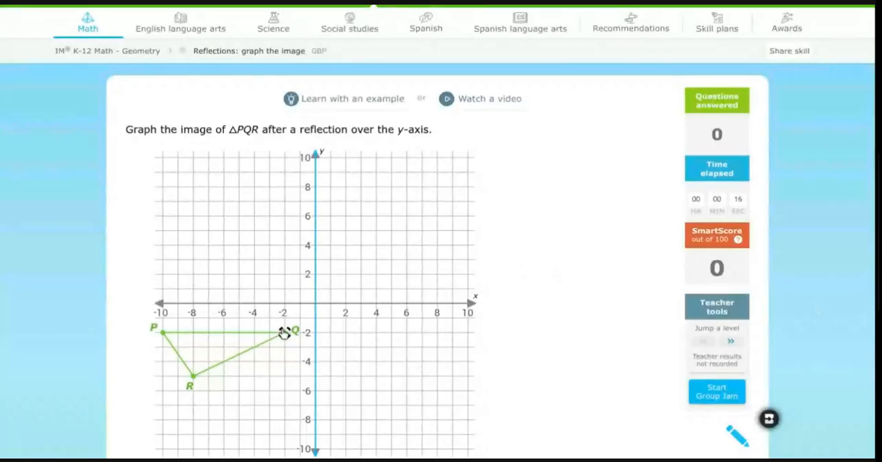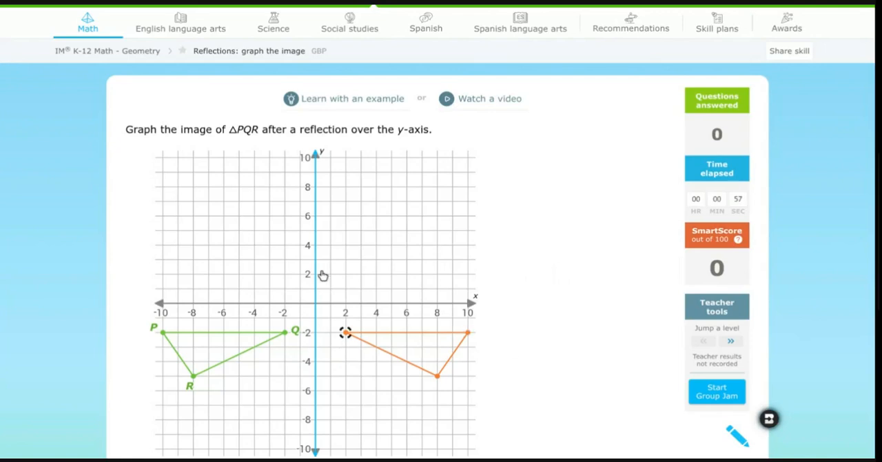Your line of reflection can also be vertical. In that case, you will just count horizontal 2 spots from the pre-image of Q to find the image of Q prime. P is 10 spots away from your line of reflection, so we'll count 10 spots on the opposite side. And point R is 8 spots away from the line of reflection, so we will count 8 spots to the right of your line of reflection to plot point R prime. Again, notice that each of your image points are in the same line as your pre-image points.